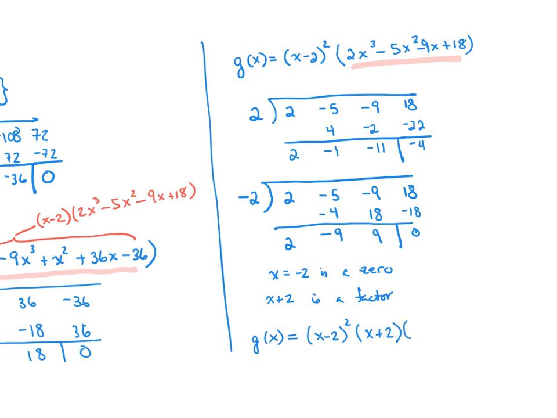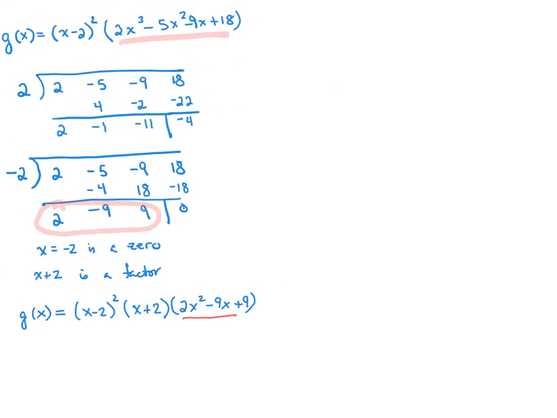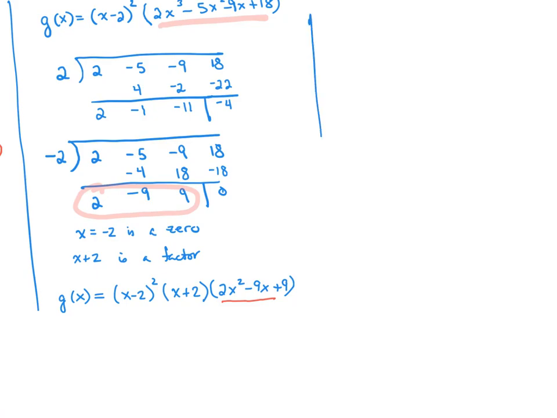And now what are we left with? We can go back and look at this, and that is the remaining portion. So 2x squared minus 9x plus 9. Now let's continue. Let's focus on the 2x squared minus 9x plus 9. So 2x squared minus 9x plus 9, that's quadratic. We can solve that. We can either use quadratic formula, which would always work, or we can try to factor. So let's try factoring.